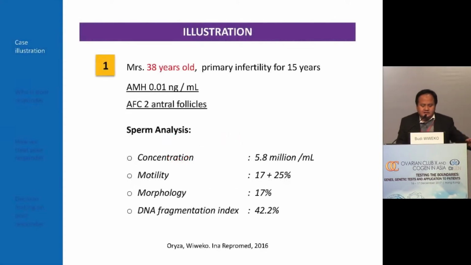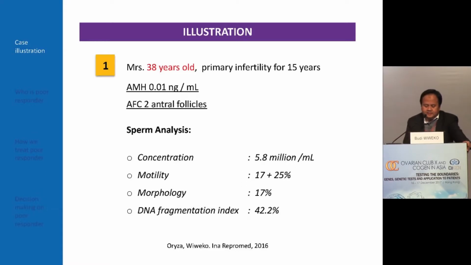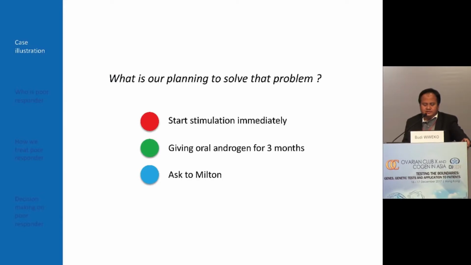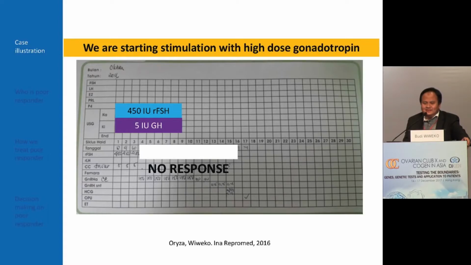For the first case, this is a 38-year-old lady suffering from primary infertility for 15 years, with a very low AMH level of 0.01 nanogram per milliliter and an AFC of only 2 follicles. The sperm analysis revealed severe oligozoospermia with a somewhat higher DNA fragmentation index. What are we going to do for this patient? Start stimulation immediately, give oral androgen supplementation for 3 months, or ask Milton? We decided to start stimulation with high dose gonadotropins.